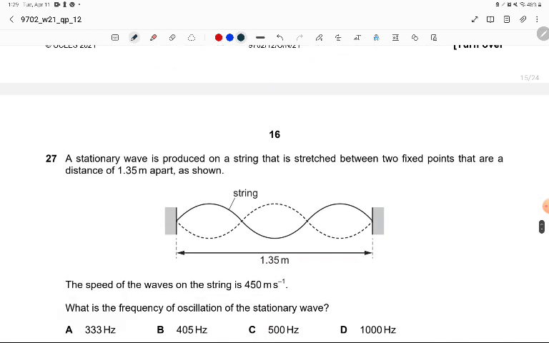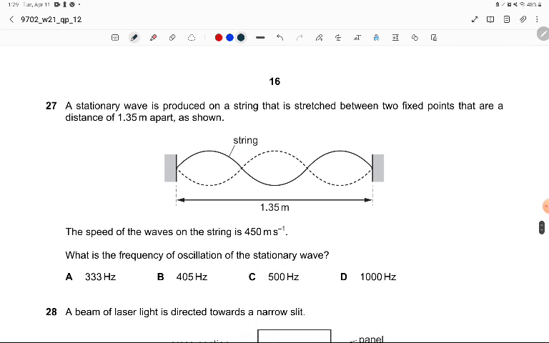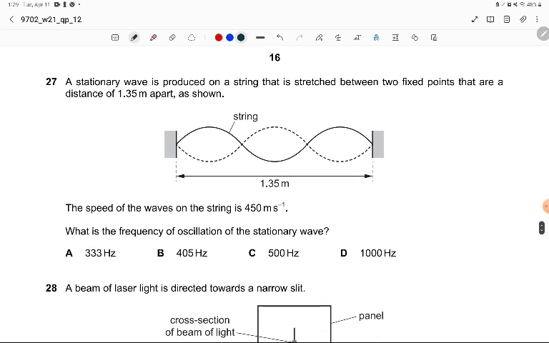The stationary wave is produced on a string that is unstressed between two fixed points that are a distance apart. The speed of the waves on the string is 450 meter per second. What is the frequency of the oscillation of the stationary wave? So our target is first to find the wavelength. And looking at this, because we are getting a stationary wave, so these are the nodes, and nodes. So I'm just going to find the wavelength first. So half, okay, how many half wavelengths do we have?